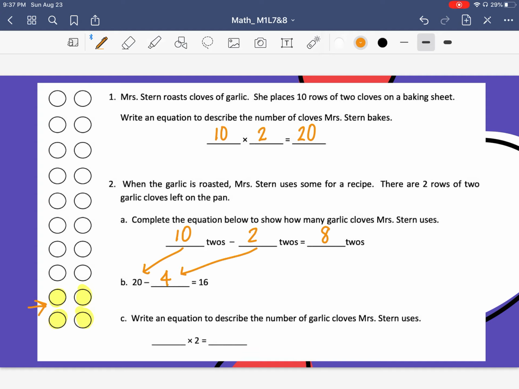Number C, write an equation to describe the number of garlic cloves Mrs. Stern used. So here we can actually count how many rows of cloves Mrs. Stern used. And here we have 8 rows. So 8 times 2 is 16. So here, third graders, I want you to understand there are 2 ways to solve this question. One is just by counting the number of rows that has been used, or we can do it backward, just subtract whatever is left from the total amount. Okay, let's move on to the next question.